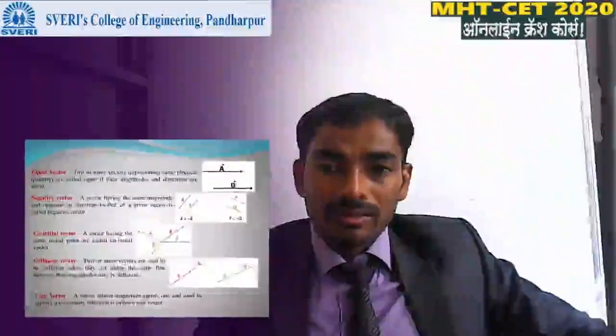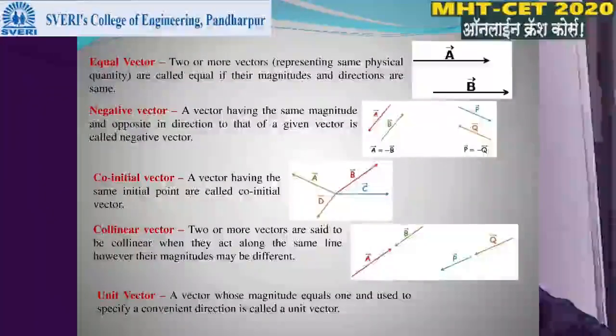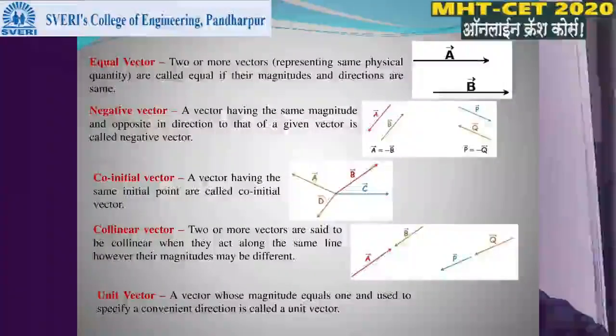Again, here are some of the types of the vectors. Equal vector. So what is meant by equal vector? Two or more vectors representing same physical quantity are called equal if their magnitude and directions are same. Very important sentence: if their magnitudes and directions are same, then we can say yes, there is equal vector.